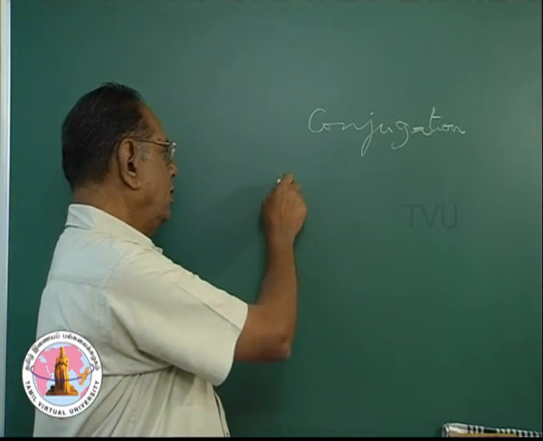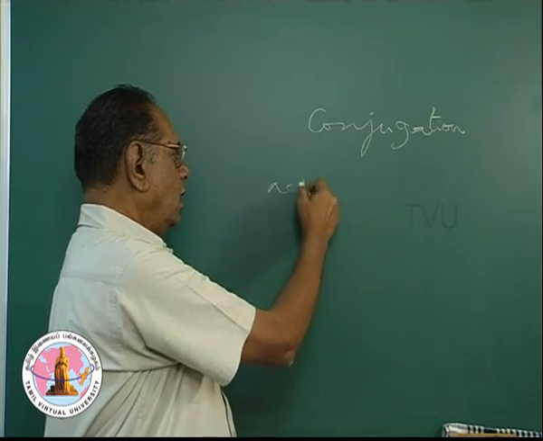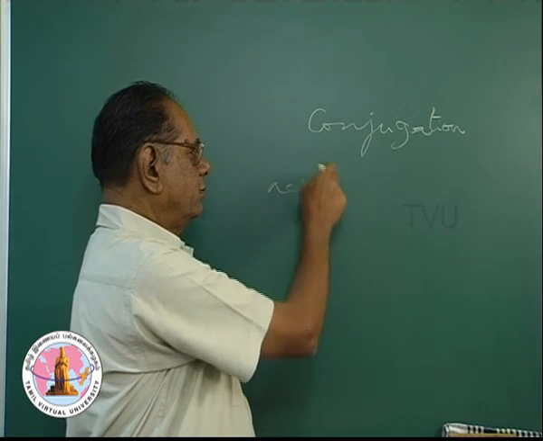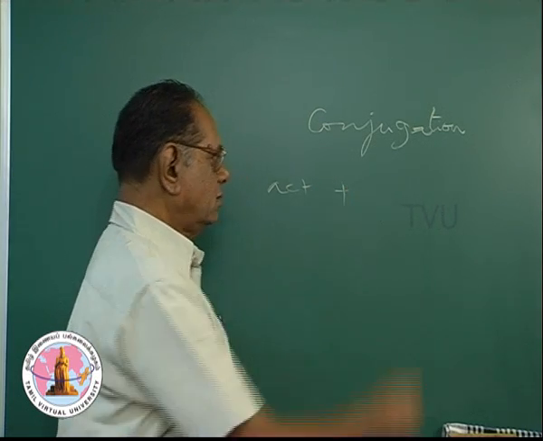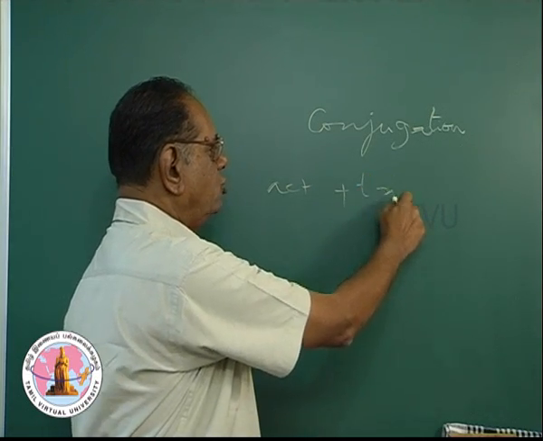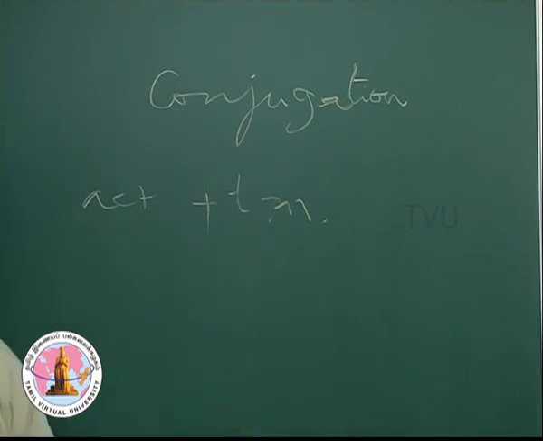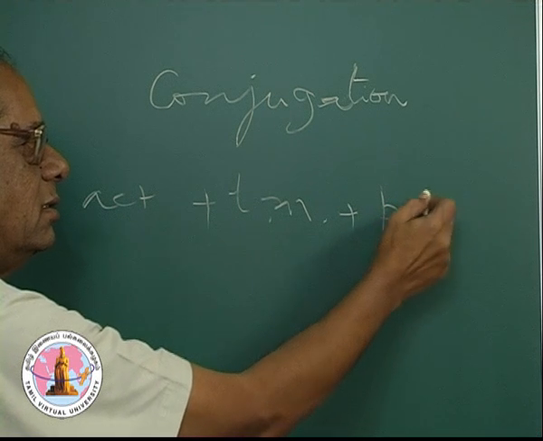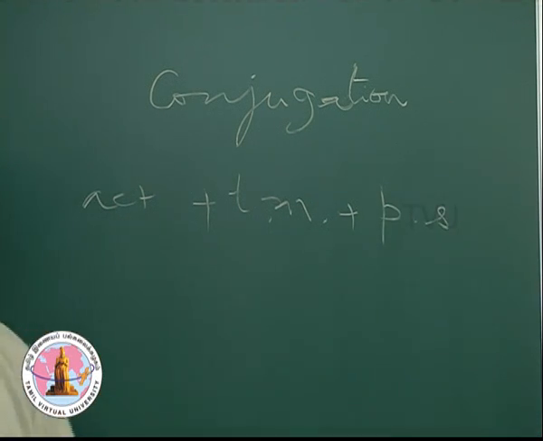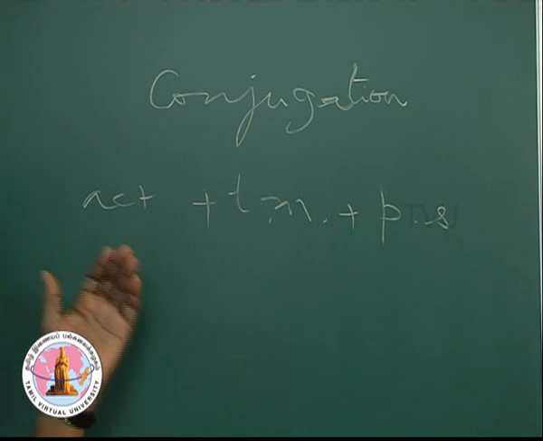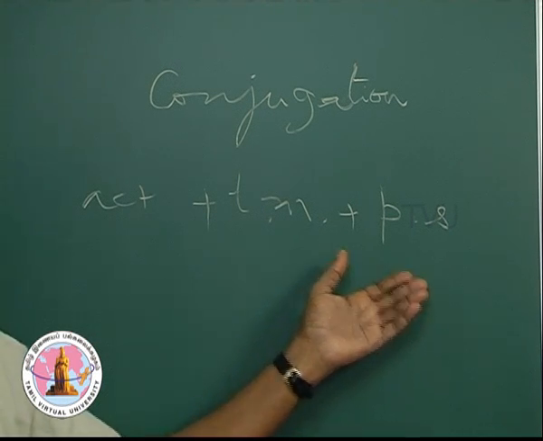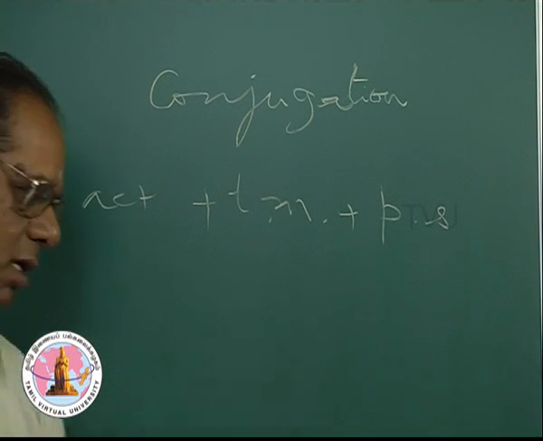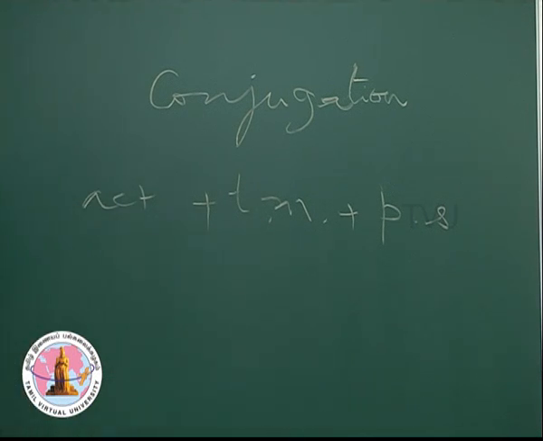The first component is the action of the verb. The second is a tense marker, and the third is a personal suffix or a personal marker. So, all the three go to make a finite verb in Tamil. We saw a few examples.